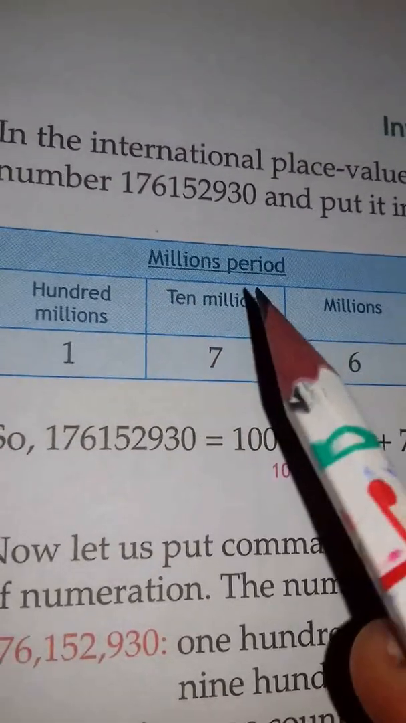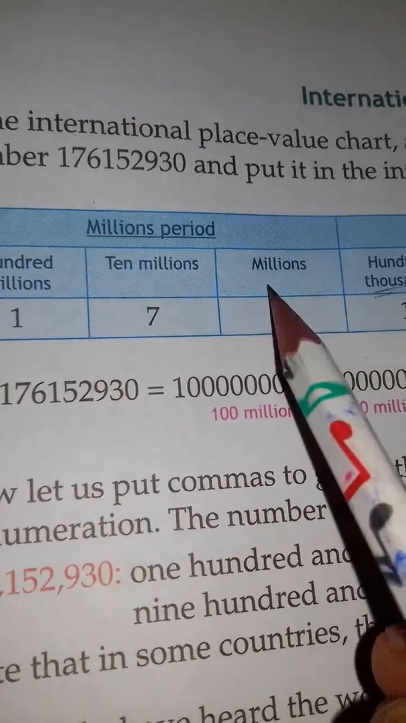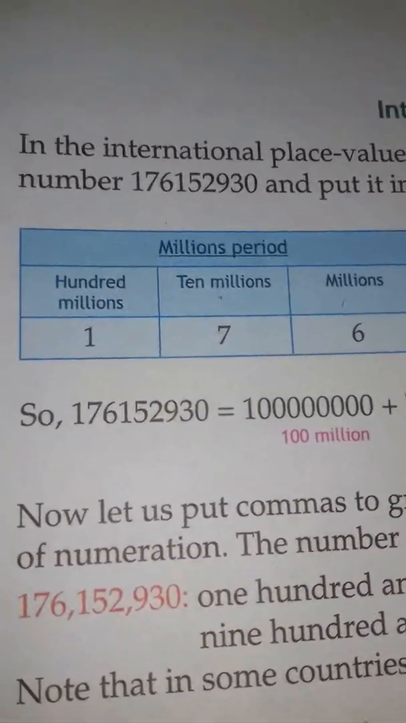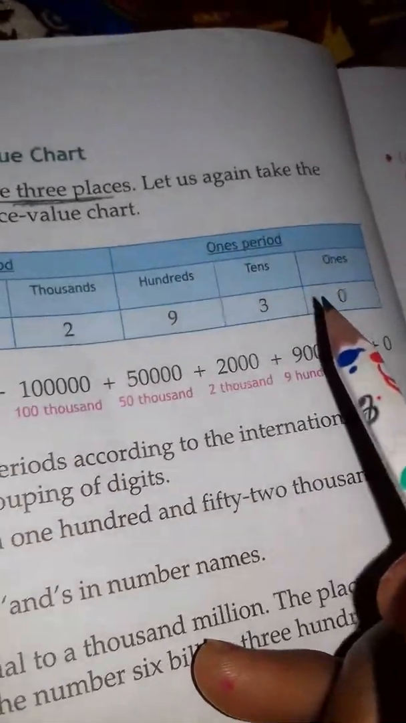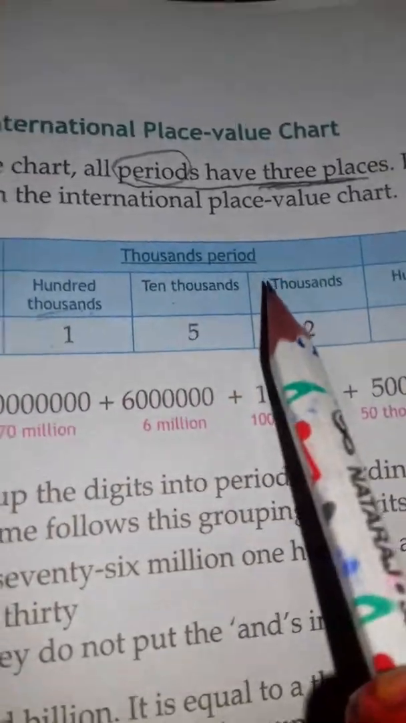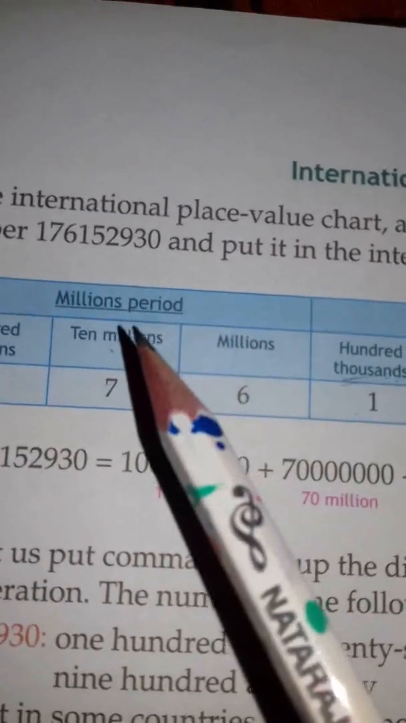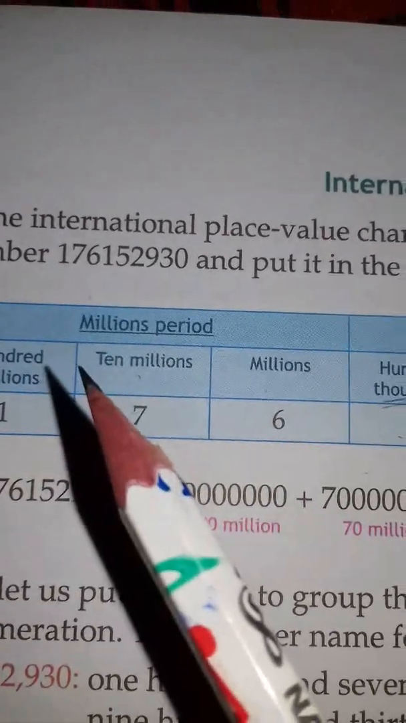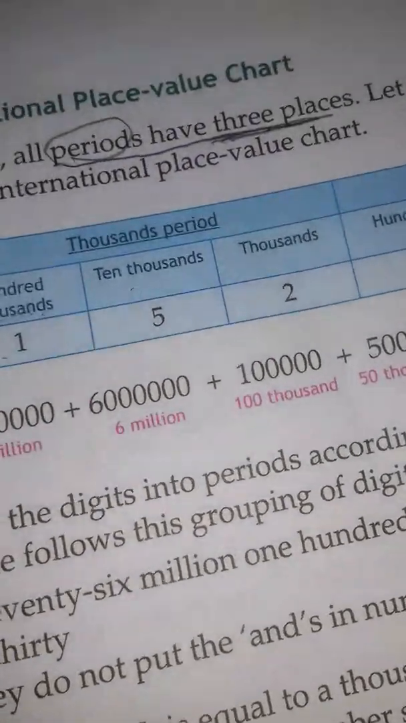Now millions period. In millions period, millions, ten millions and hundred millions, it also has 3 places. So you can see all the periods have 3 places, and what are these periods: ones period, thousands period and millions period. After thousands period, which period in the international system? Millions period. And all periods go till hundreds, either hundred thousands or hundred millions or hundreds.